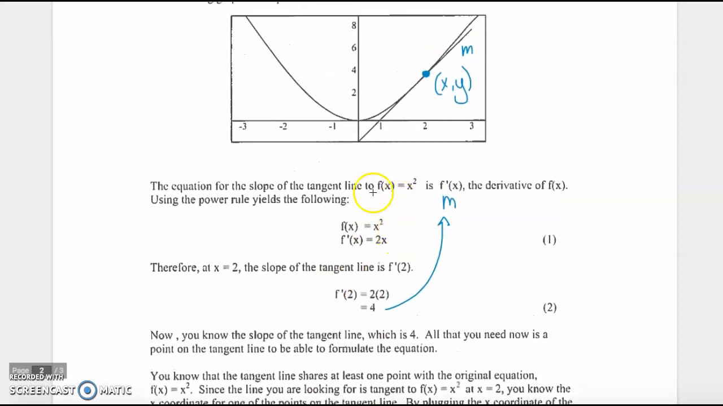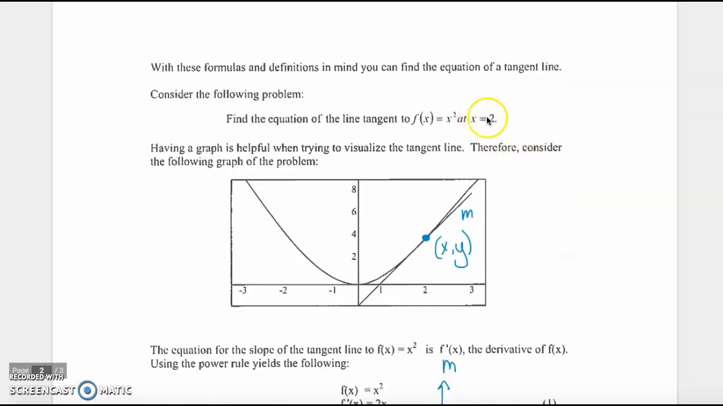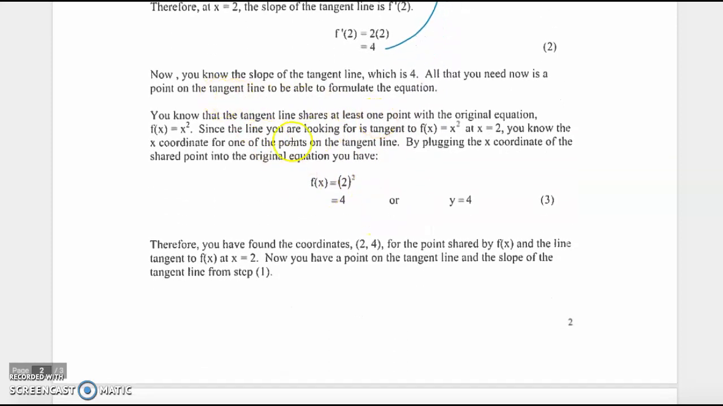So there's a couple of different ways that you could solve an equation of the tangent line problem. In this scenario, they give us an x value. And so if I have an x value, well, how do you find your y value? Basically, you just plug in your x value, right? And so that's what we're doing in this next step. So since the line I'm looking at is tangent to f of x equals x squared at x equals 2, I know the x coordinate for the point on the line.